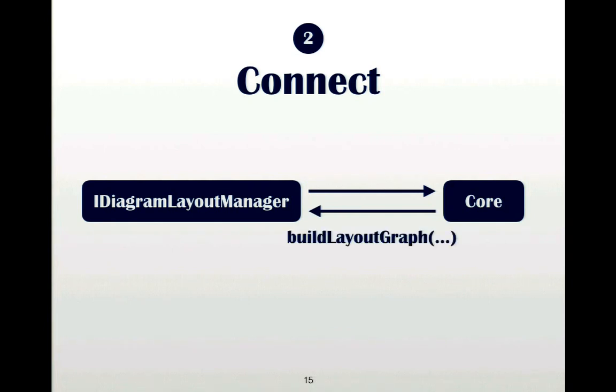How's that done? Basically, there's two important methods. There's a few more, but they're not as important. The first would be build layout graph. So the Eclipse Layout Kernel will ask the diagram layout manager to build a K-graph representation of whatever's in the diagram editor. Right? Okay, then the layout kernel goes off, triggers automatic layout, and we come back.